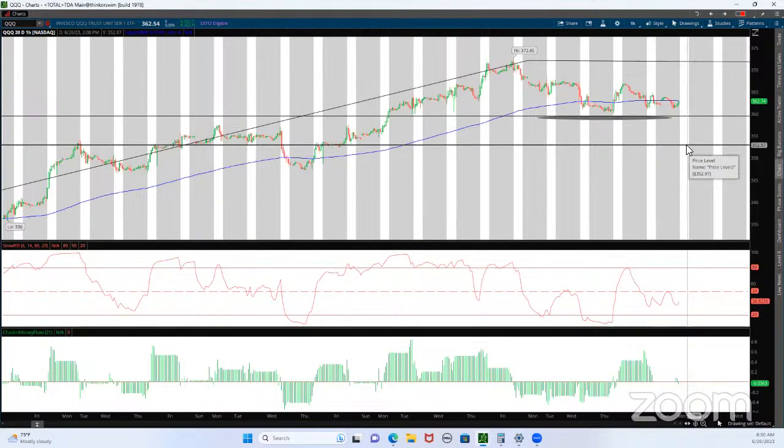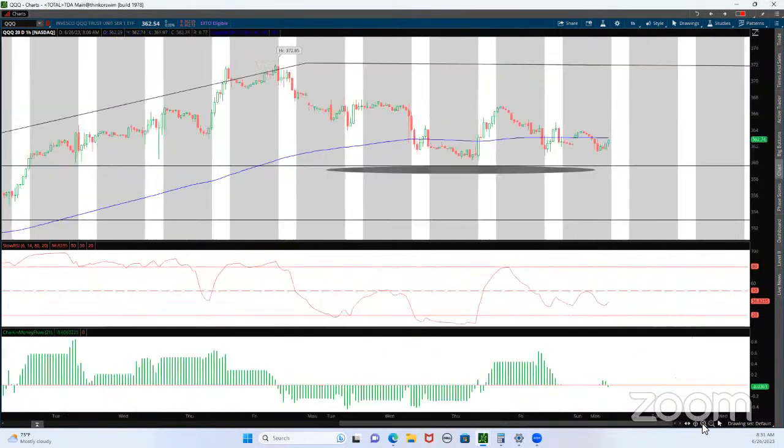What's the ATR on QQQ? Does anybody know? Wasn't it somewhere about 6? I think I could be wrong though. 352 to 359, well, that's about $6. It's about $6 here to here. Okay, so yeah, 6.